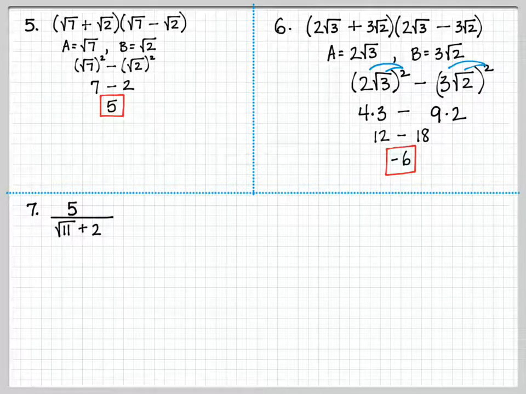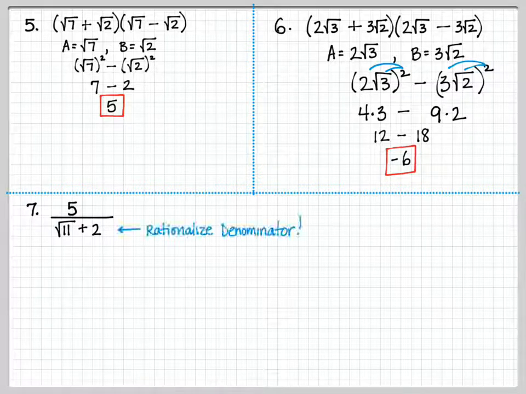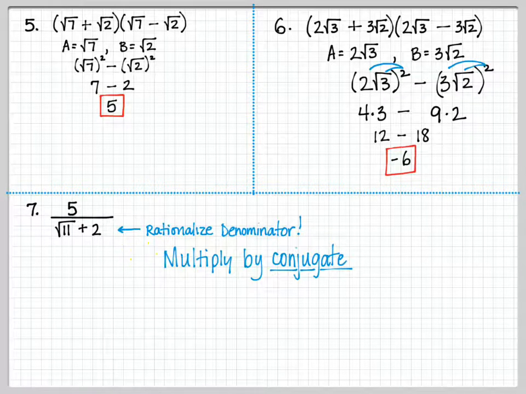So here's another one. Oh, well, wait a minute. What's this? This isn't a conjugate pair. This is a fraction. But in the fraction, there's a square root. And we're not allowed to have square roots in the denominators of our fractions. We have to have only rational numbers. So I need to figure out a way to turn that denominator into a rational number. We've got to rationalize that denominator. So how can I turn that into a rational number?